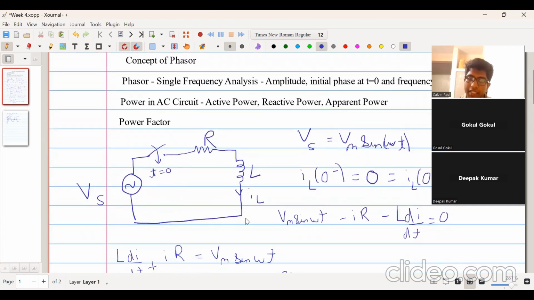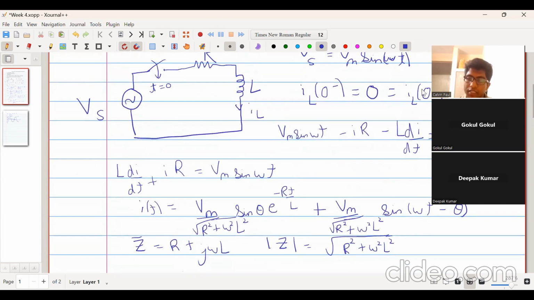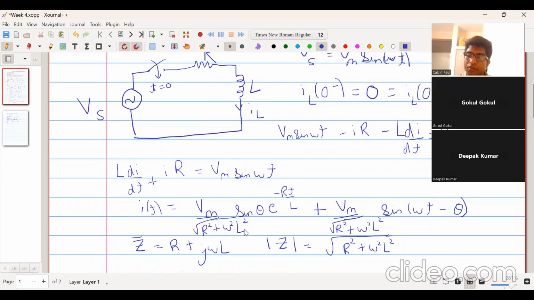Then we apply KVL for this RL circuit, and we get this differential equation. The solution of this differential equation is of this form: i of t is equal to Vm upon square root of R square plus omega square L square, sine theta, e raised to minus Rt upon L, plus Vm upon square root of R square plus omega square L square, into sine of omega t minus theta. So this is the solution of the inductor current.